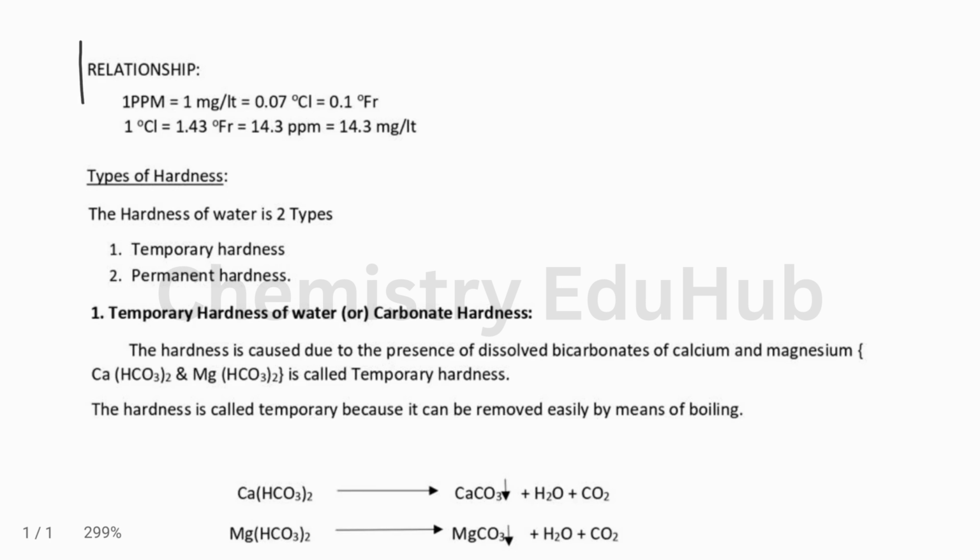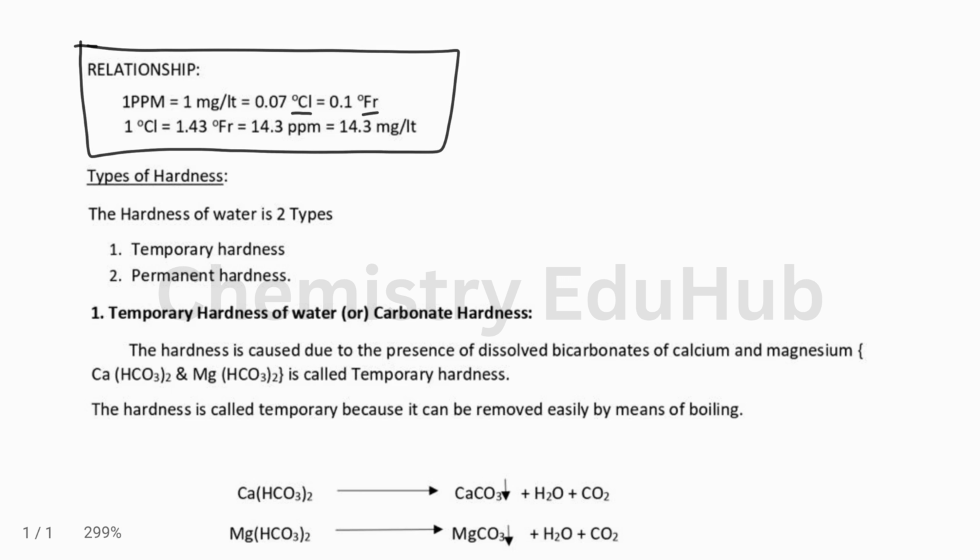So this is the interrelation between the four units of hardness of water, that is how ppm is related to milligram per liter, and how milligram per liter is in turn related to degree Clark and degree French, etc. So this is a simple relationship that is decoded and given to you.